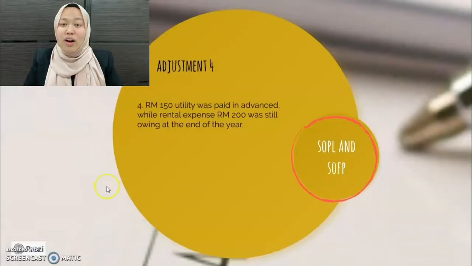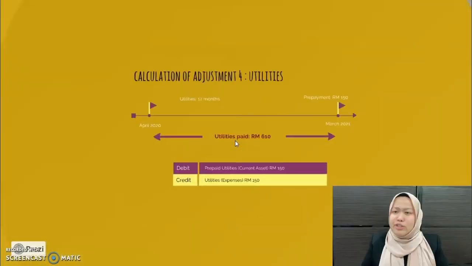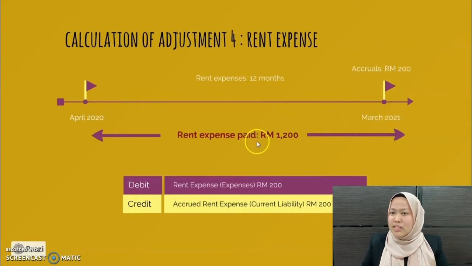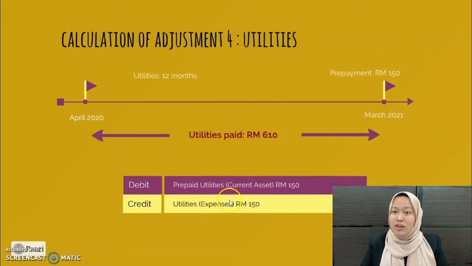For adjustment 4, 150 ringgit of utilities has been paid in advance, while 200 ringgit of rental expenses is still owed at the end of the year. It means the utilities paid for 12 months amounting to 610 ringgit include 150 ringgit of prepayment. Next, 1,200 ringgit of rent expenses has been paid, but it is not enough as they still owe 200 ringgit, and that makes it accrued rent expenses. As you can see, these are the effects of the transaction based on the above adjustment.